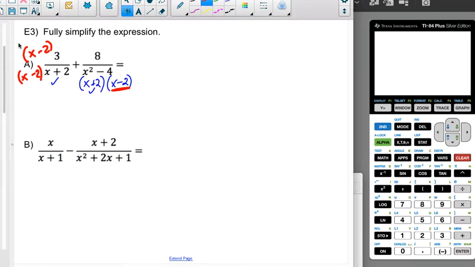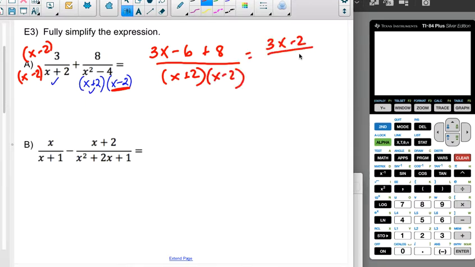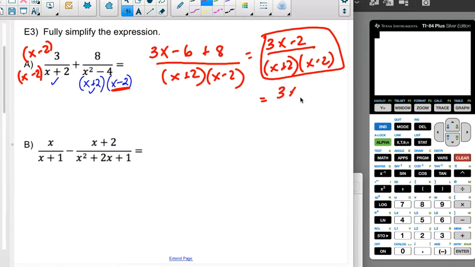So I'm going to get that this is a 3x minus 6, right, because it's 3 times the x minus 2, plus an 8, all over my nice common denominator of x plus 2 times x minus 2. So I get 3x plus 2 over x plus 2, x minus 2. Or if you want to FOIL the bottom, you can go ahead and FOIL out the difference of squares, and you get 3x plus 2 over x squared minus 4. Okay. So, anywho, so there we go, right?